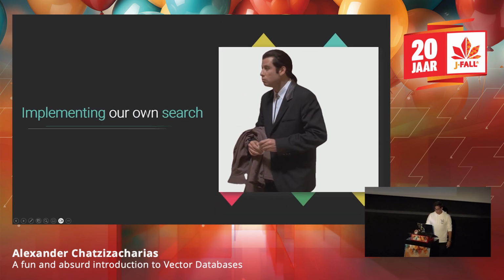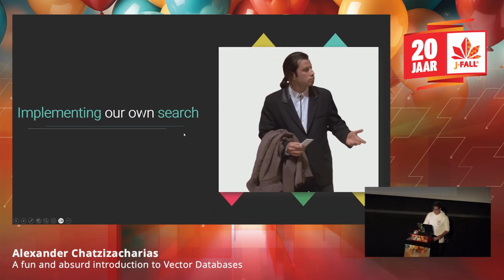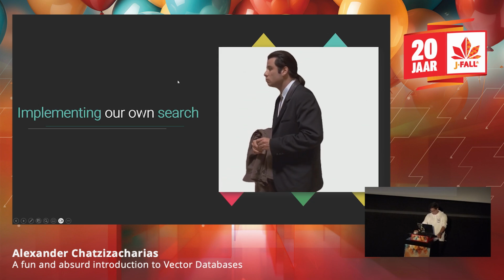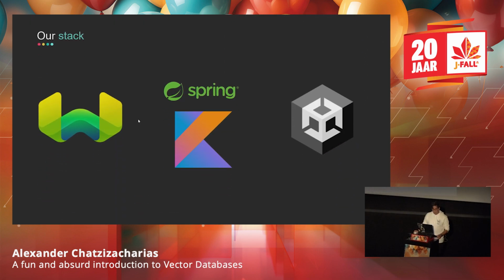All right. So let's start implementing our own search, right? So the cool part, timekeeping, okay. All right, so for our stack, I use Weaviate for the persistence. I have a Spring Kotlin backend because Kotlin is the better JVM language, changed my mind. And for a front end, we use Unity.